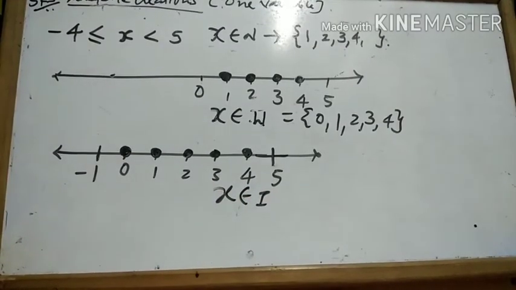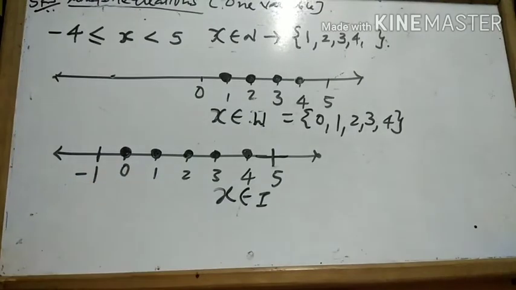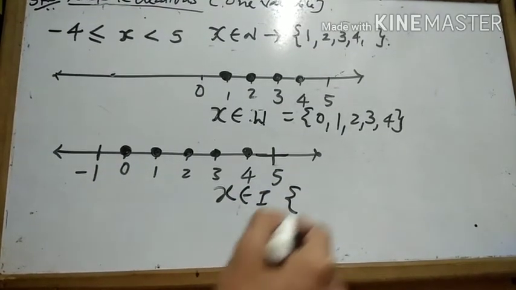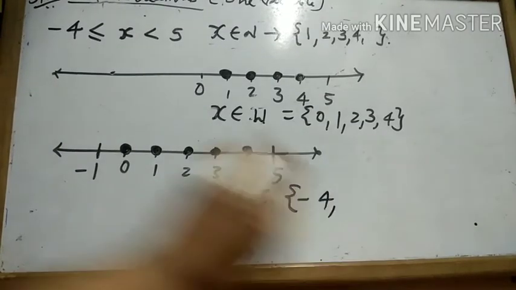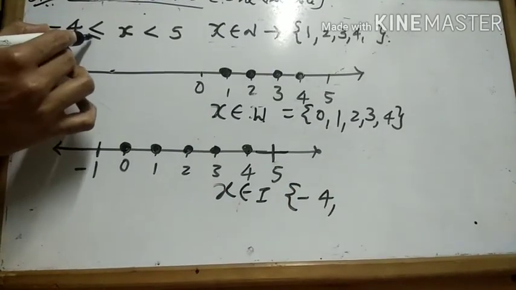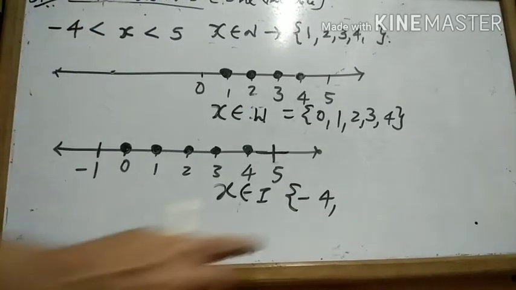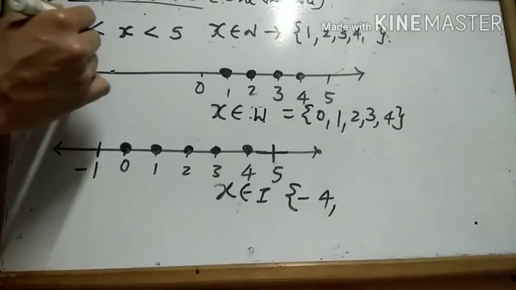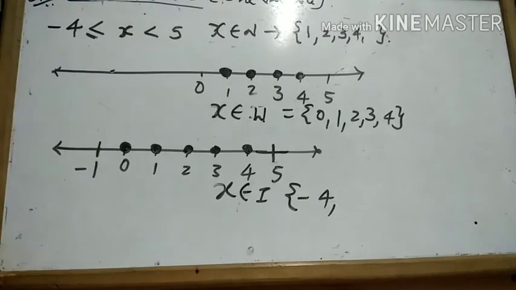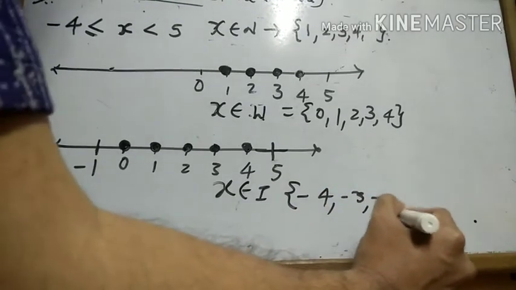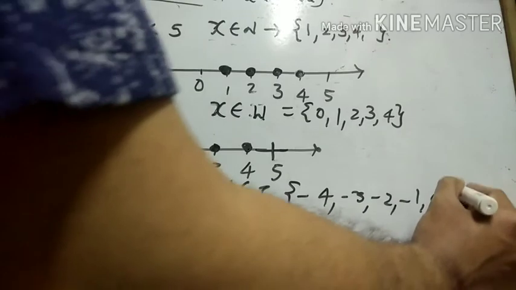X belongs to integers. In this case, X belongs to integers. What will happen over here? What will be your answer set? Answer set will be -4. If I am including -4, observe this is less than or equal to. If it would have been only less than 4, then I cannot include -4. But here the inequation says that -4 is less than or equal to. So -4, -3, -2, -1, 0, 1, 2, 3, 4.